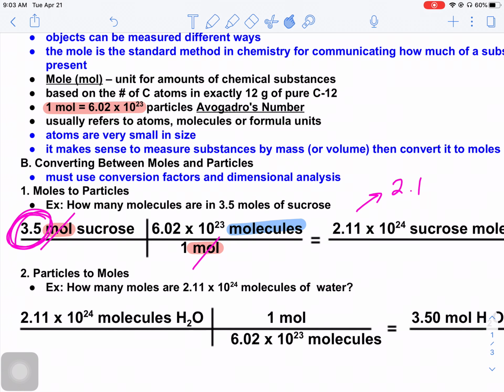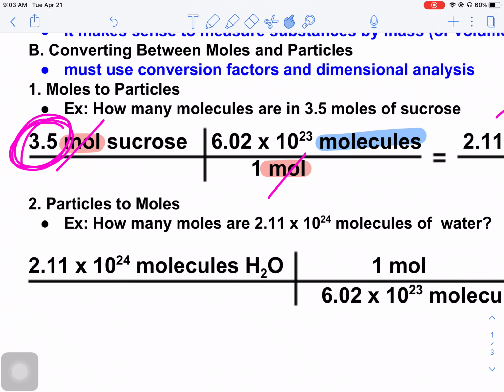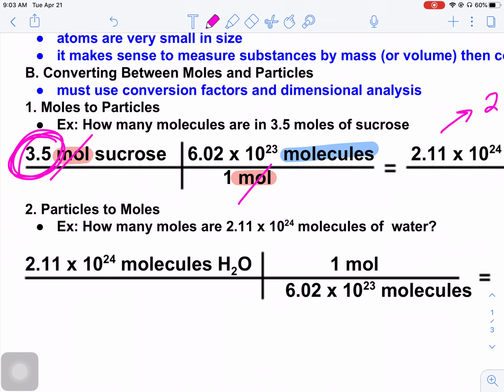All right, so let's do another problem. In this case, we want to go from molecules to moles, so molecules being a particle. So if we want to cancel out molecules, we need to put molecules on the bottom. If we want to end up in moles, we need to put moles on the top. So in this case, we are going to show unit cancellation with usually a diagonal arrow. So molecules on top are going to cancel out molecules on bottom. But now when we get our calculators out, we're going to multiply by the factors on top. So 2.11 times 10 to the 24 times 1. And then we're going to divide by the factor on bottom, which in this case is Avogadro's number.